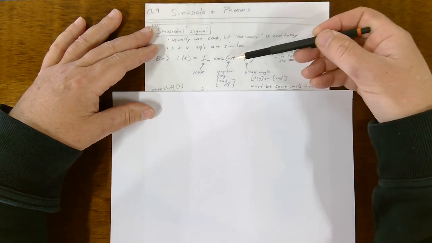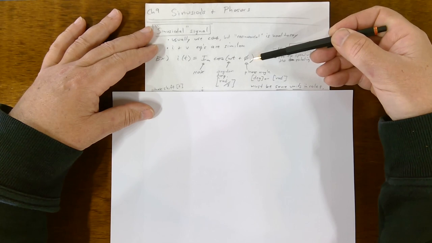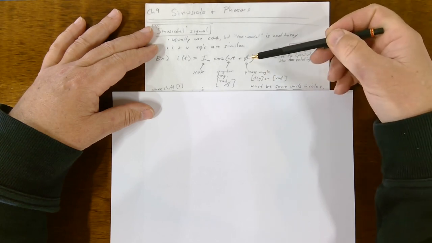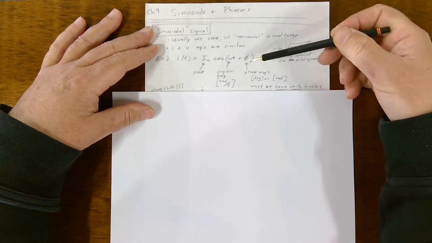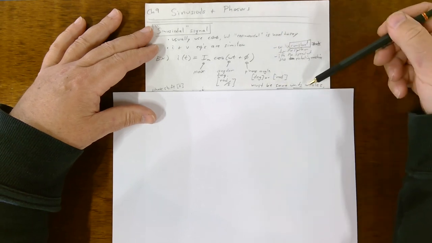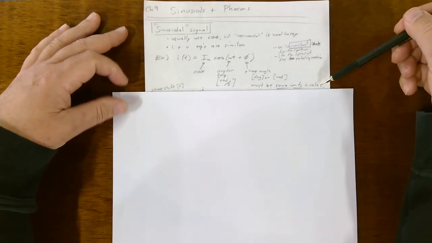if omega is in radians, you need to make sure that phi is in radians. But often phi is given in degrees, so you have to make sure you translate. Make sure they're the same units for your calculator.